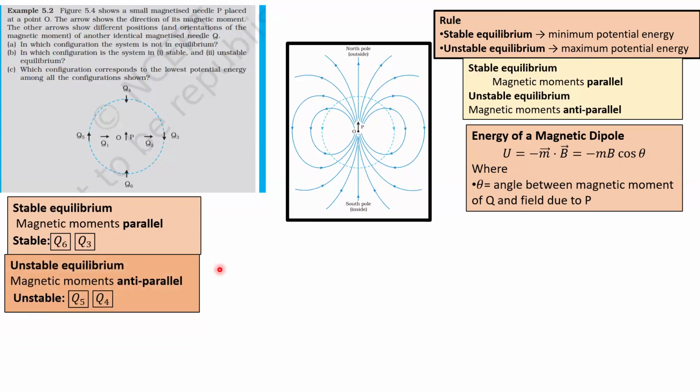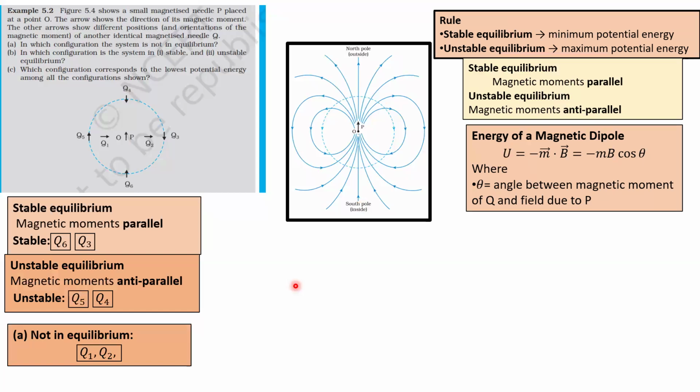Next, unstable. Unstable means they should be anti-parallel, opposite to each other. Q5 and Q4. Q4 is here. Easily we can make out this is upward, this is downward. So Q4 is clear. What about Q5? It looks the same here, but as I told you, you have to observe with the magnetic field lines. The magnetic field is downward, but Q5 is upward. I repeat, the magnetic field line is going downward, but Q5 is upward. They are opposite to each other. Therefore, unstable equilibrium is at Q5 as well as Q4.